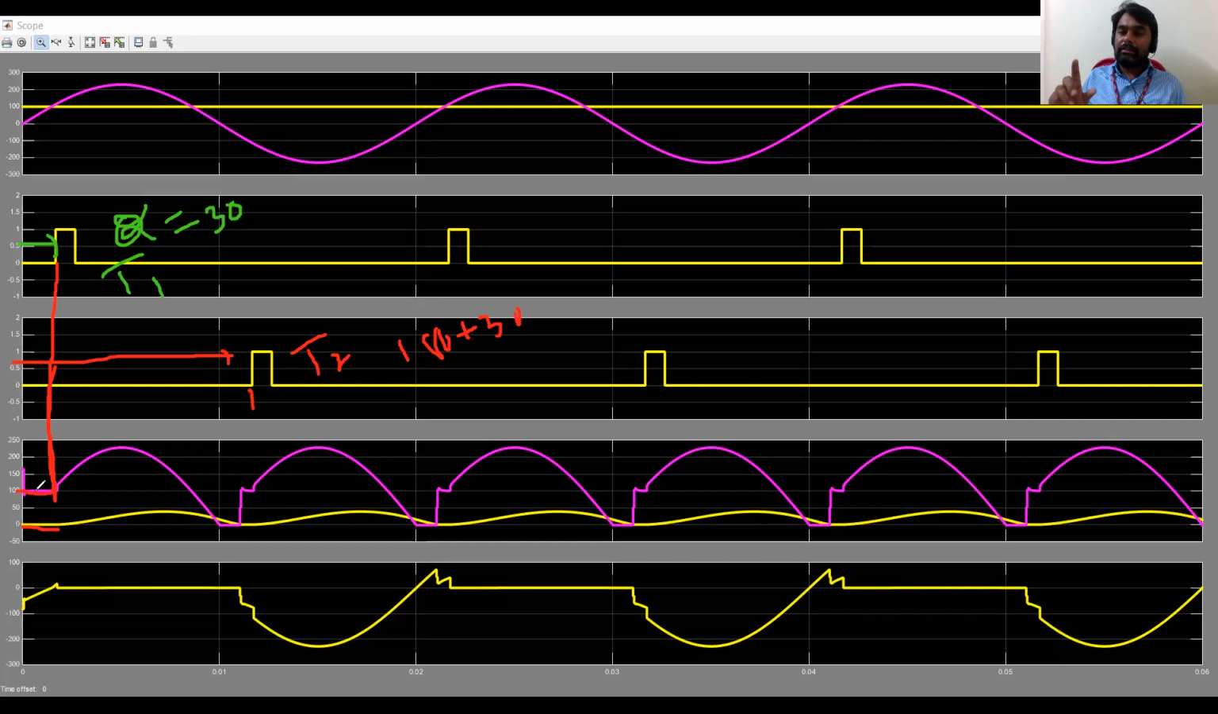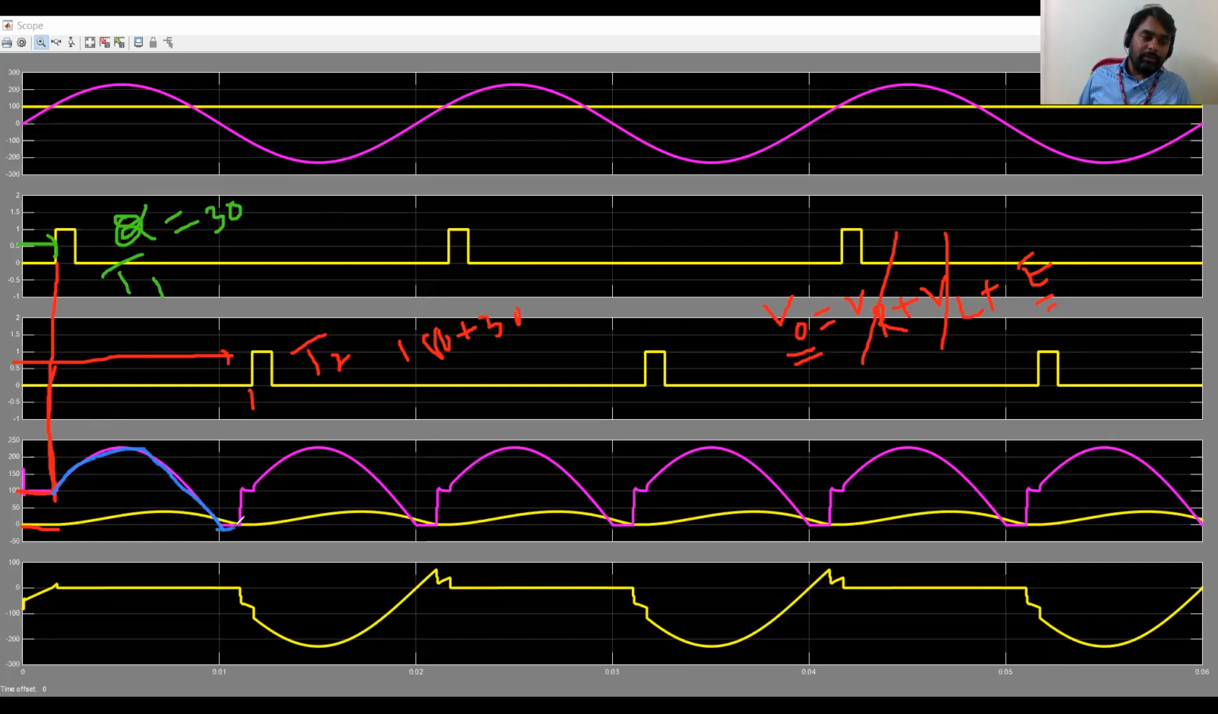So the load is subjected to only one voltage, called battery voltage, because output voltage I wrote as voltage across the resistance, voltage across the inductance, and battery voltage. If there is no current in the load, resistance and inductance, these two terms will go to 0 and we will get output voltage equal to battery voltage. That is what you can observe here. But from alpha equal to 30 degrees onwards, the output voltage is following the input voltage like this.